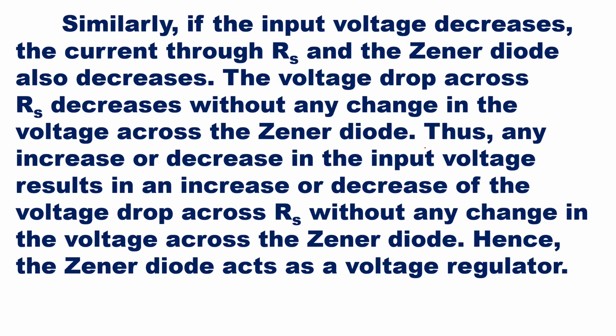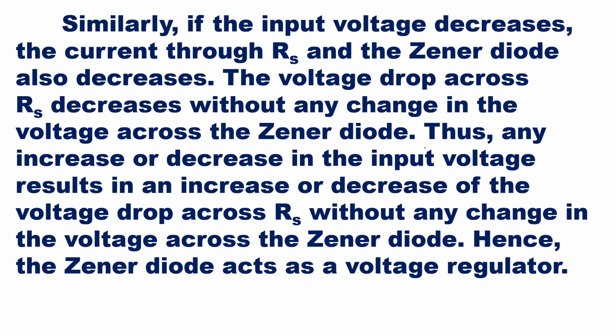Similarly, if the input voltage decreases, the current through RS and the Zener diode also decreases. The voltage drop across RS decreases without any change in the voltage across the Zener diode. Thus, any increase or decrease in the input voltage results in an increase or decrease of the voltage drop across RS without any change in the voltage across the Zener diode. Hence, the Zener diode acts as a voltage regulator.